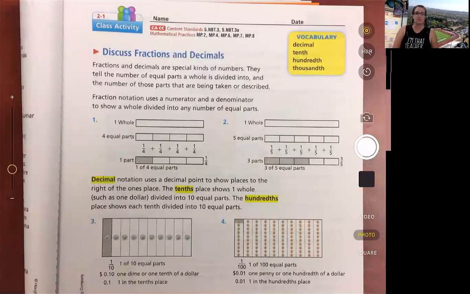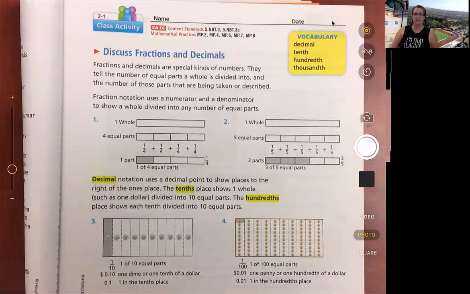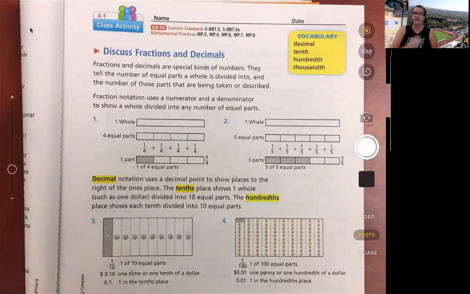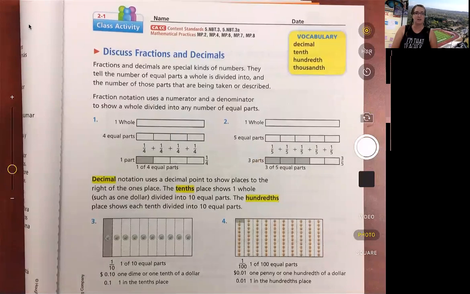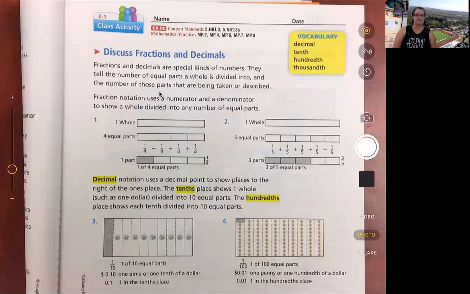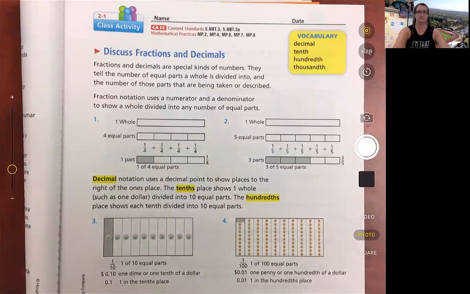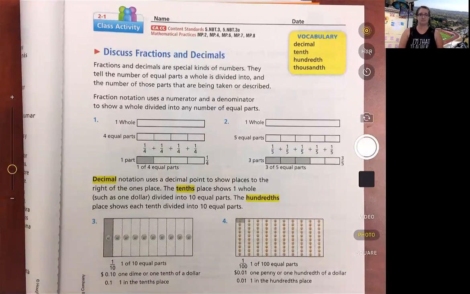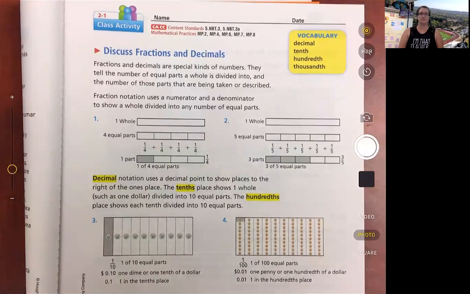So I am on page 39 in my student activity book. You should be there with me. We're going to take a look at fractions and decimals and how they're related, and these fraction bars. Can somebody start reading for me this first paragraph? Fractions and decimals are special kinds of numbers. They tell the number of equal parts a whole is divided into, and the number of those parts that are being taken or described. Good.